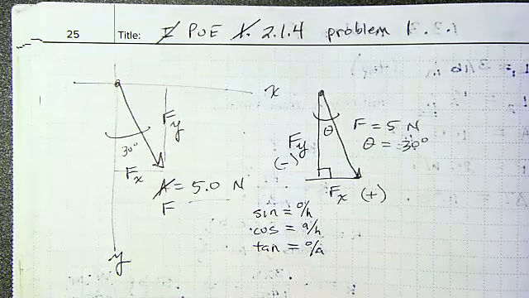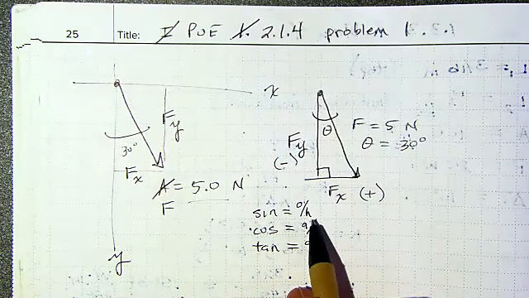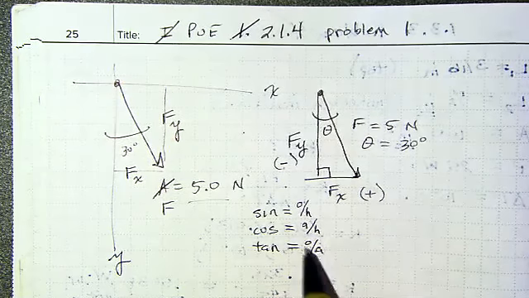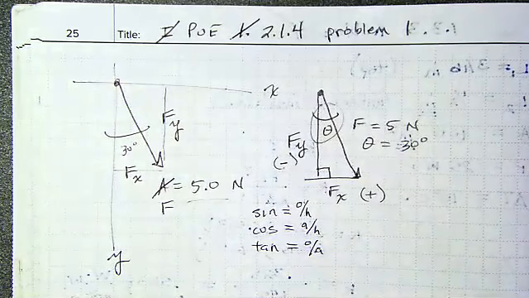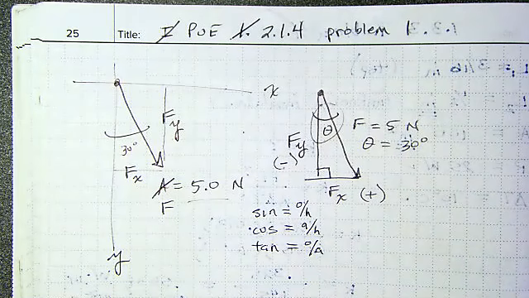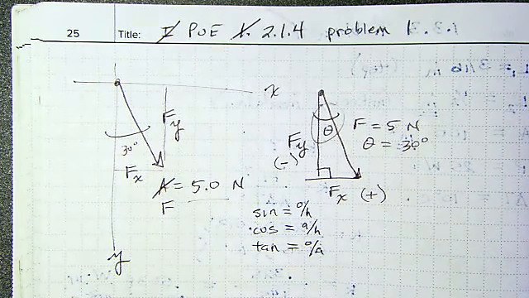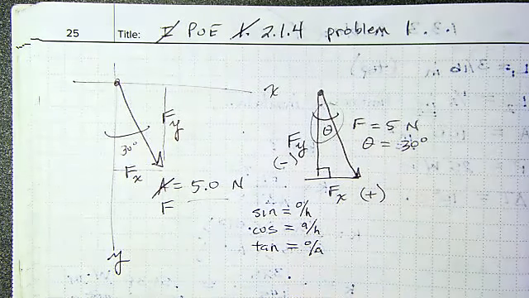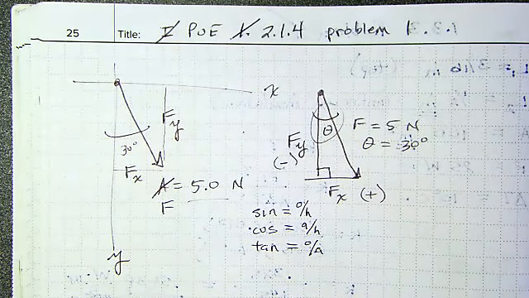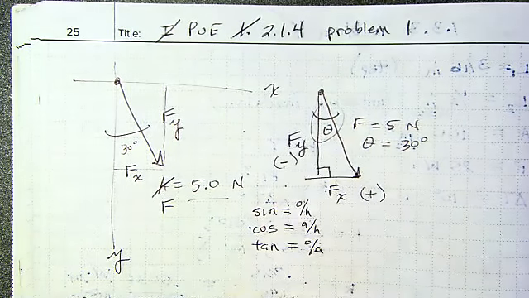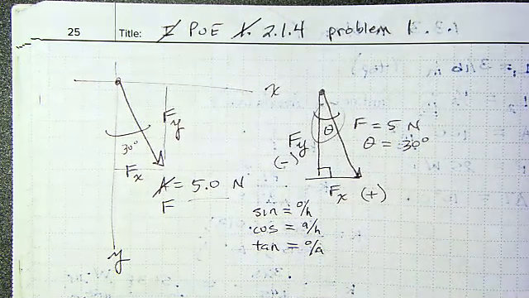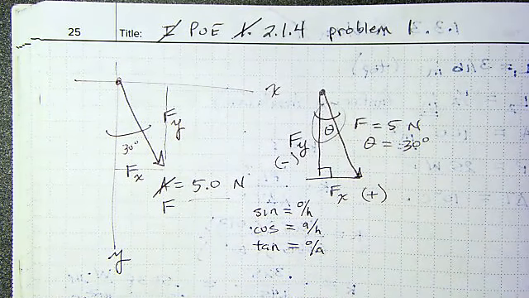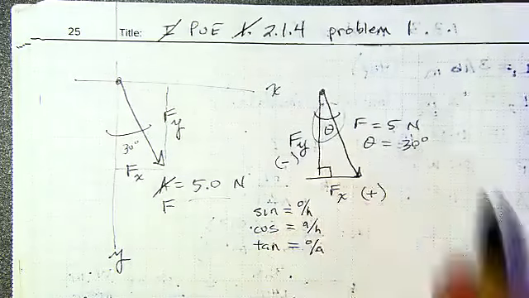So what this opposite, hypotenuse, and adjacent refers to is the theta angle. Which one is opposite of the theta angle? That's f sub x. Which one is adjacent to the theta angle? That's f sub y. And which one is the hypotenuse? That's just the regular f. So that's what we mean by opposite, hypotenuse, and adjacent.